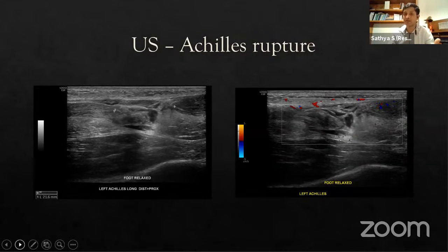For clinical diagnosis, I think you all know how to do an Achilles or calf test, like Thompson's test, where you press the calf and look for the plantar flexion that is happening, with the foot hanging out over the edge of the table.